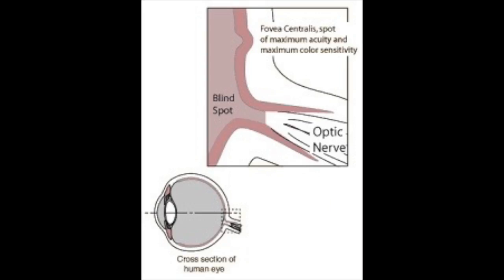The fovea is a small indentation in the center of the retina that is directly opposite of the pupil. It contains over 50,000 cones. The blind spot is a small area of the retina with no rods or cones.